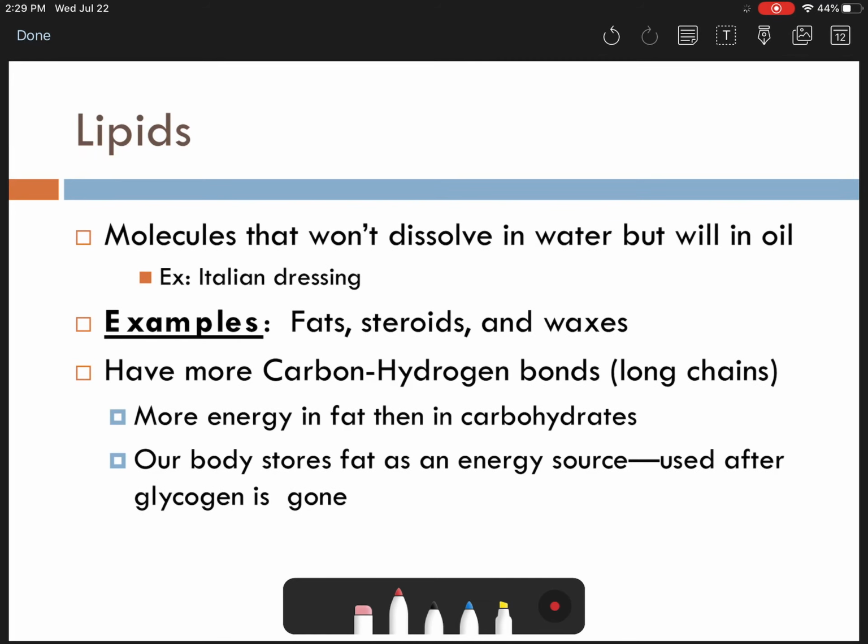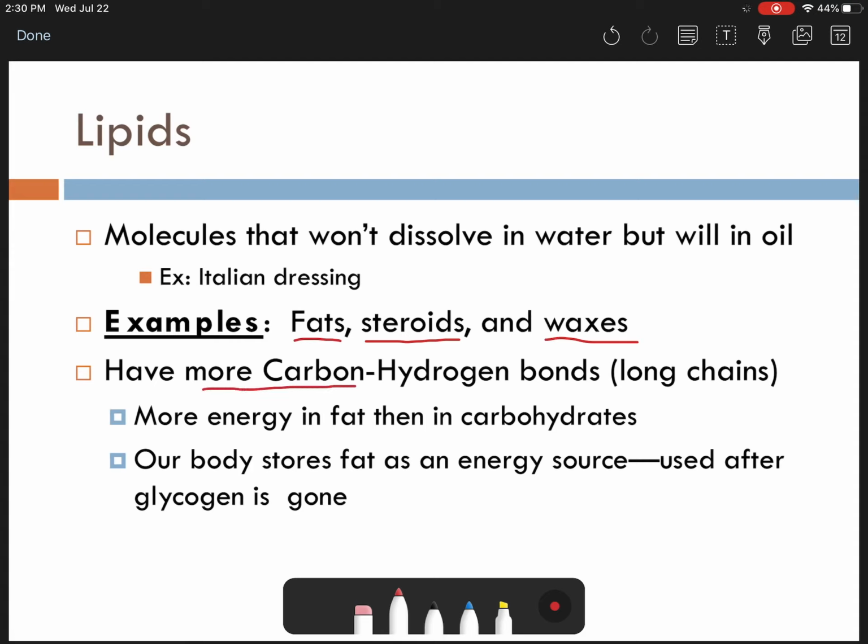Now, lipids are nonpolar, so they repel water. They're not going to mix together with water, but they can mix together with oil. If you ever think of Italian dressing and you shake it up, if you let it sit for a while, the oil will separate from the water in that dressing. Some examples of lipids include fats, which we've already talked about, but they also include steroids and waxes. You have wax in your body, your earwax, so that would be an example of a lipid.